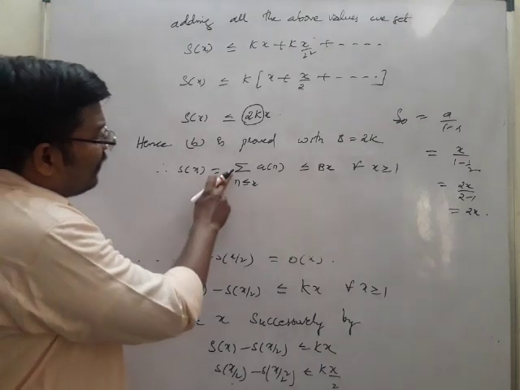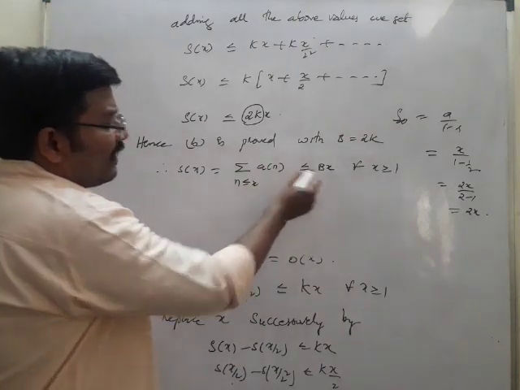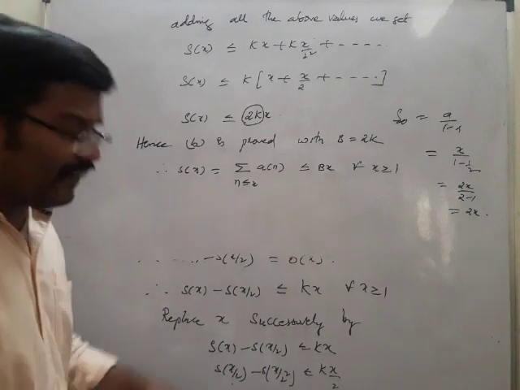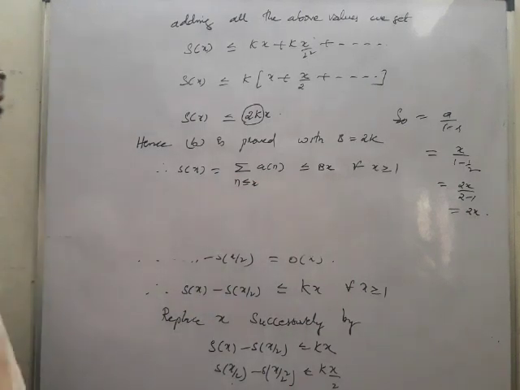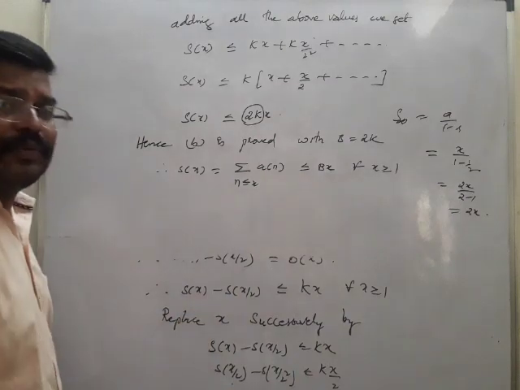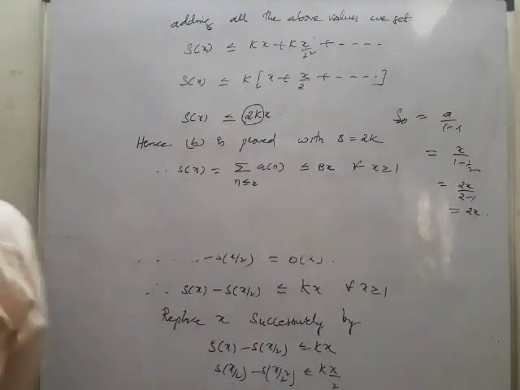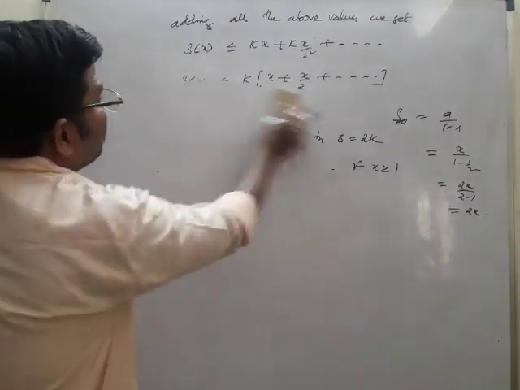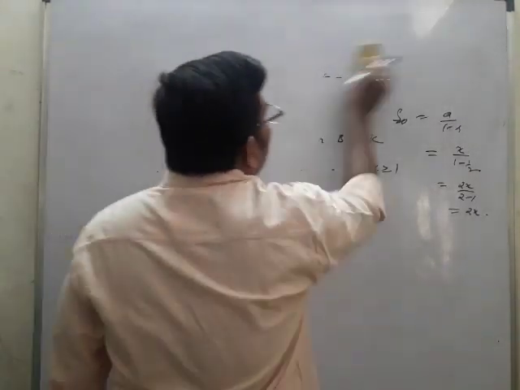So S of x, the summation of a of n less than or equal to x, is nothing but less than or equal to bx for all x greater than or equal to 1. So this is the first part we have proved, that is b. Now by using this we will try to prove the a part. So for that sake we will take the values in the form of like this.